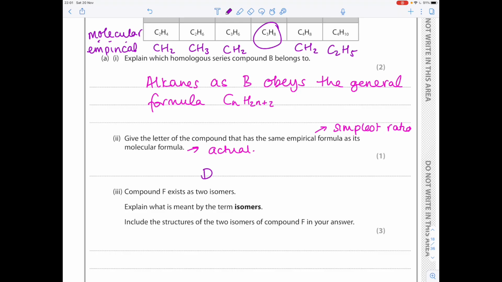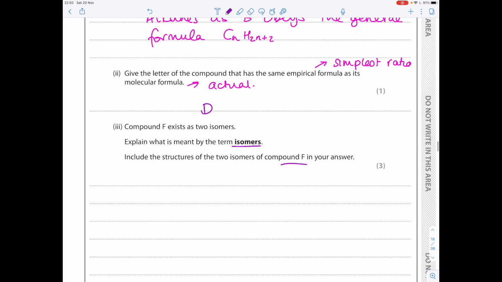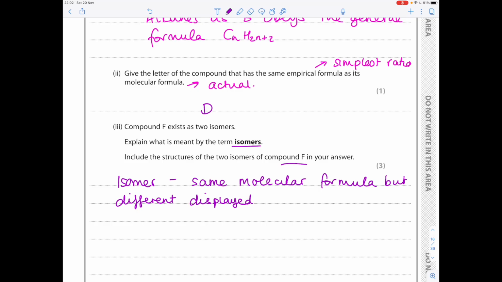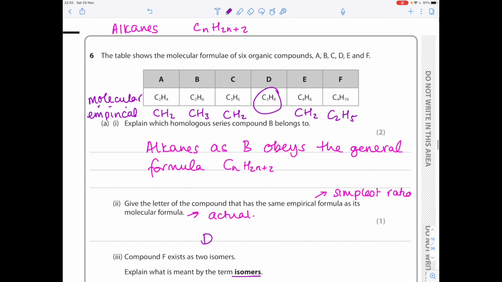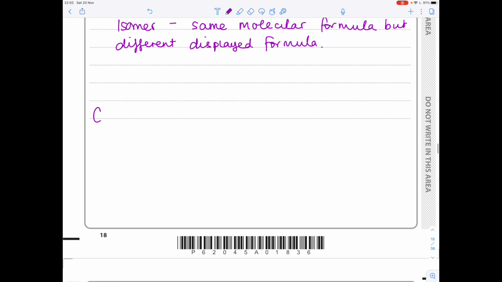Compound F exists as 2 isomers. Explain what is meant by the term isomer. Include the structures of 2 isomers of compound F in your answer. So an isomer has the same molecular formula but different displayed formula. Compound F is C4H10.